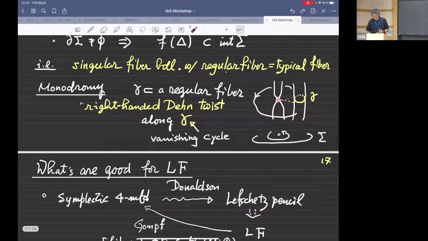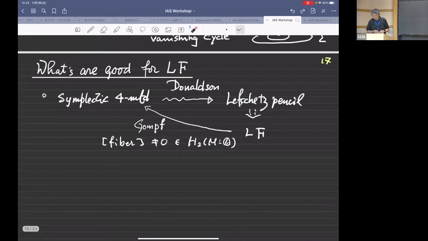And what is Lefschetz fibration good for? It is well known that if you have a symplectic form, then by Donaldson's theorem you get a Lefschetz pencil, and if you blow it up, then you get a Lefschetz fibration. And if you have a Lefschetz fibration, there are some really special exceptions, but usually we get a symplectic structure on the four manifold.